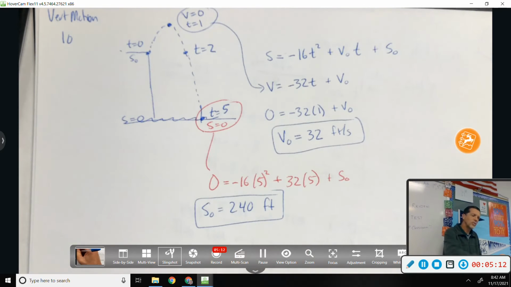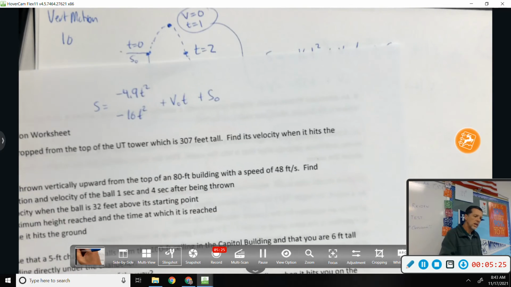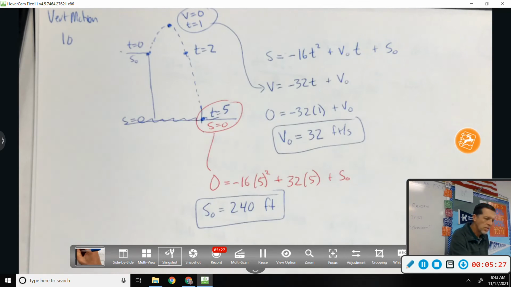Other questions from vertical motion? We haven't done much of that today. Can we do 3? I know we kind of discussed it in class, but I was so confused. Sure.